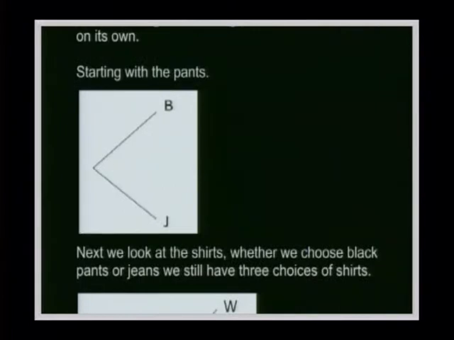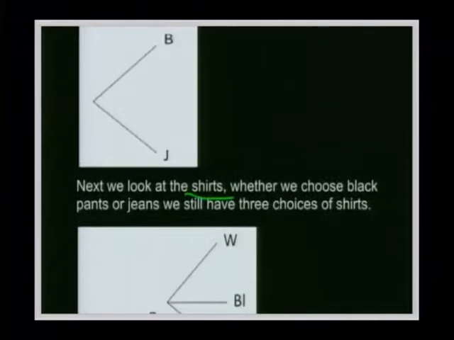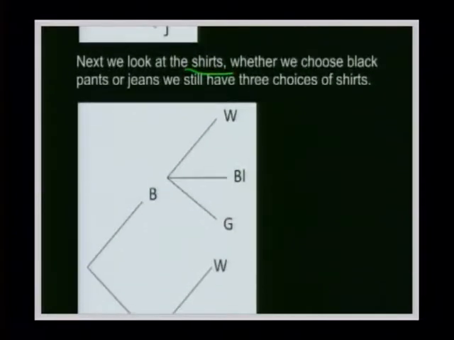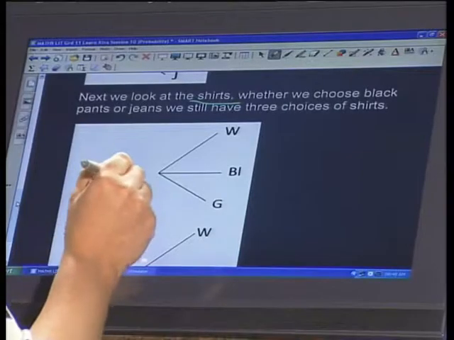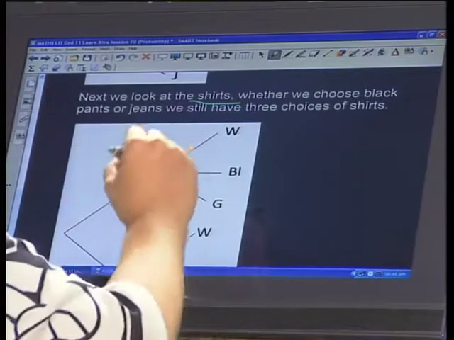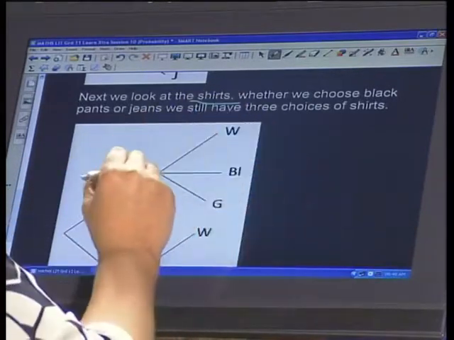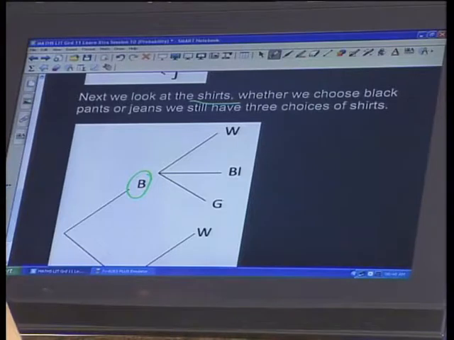So I've already actually drawn this in. We've got black pants or jeans. 2 parts of the tree, 2 branches. Then we're going to look at the next event. So our next event is the shirts. Whether we choose black pants or the jeans, we still have 3 choices of the shirt. So what I want you to do is, for every branch, now our black is 1 branch, we're going to have a white shirt, a blue shirt, or a green shirt.